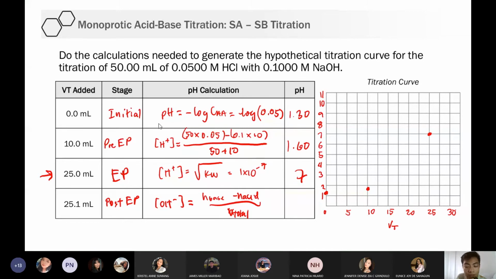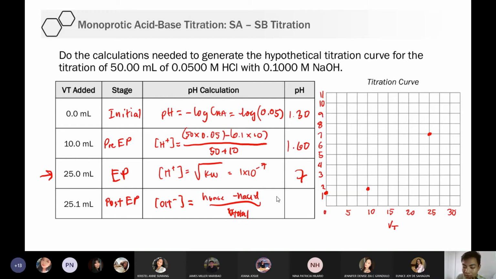Basically, yun yung equation ng pre-equivalence point pero binaliktad mo. Okay? Babaliktarin mo lang to get the concentration of excess base. Again, pag excess base na, flip mo lang yung equation ng pre-equivalence point. So instead na H yung makukuha mo, OH makukuha mo. Okay? So pagbaliktarin mo lang yung acid base dito, gagawin mo siyang base minus acid.